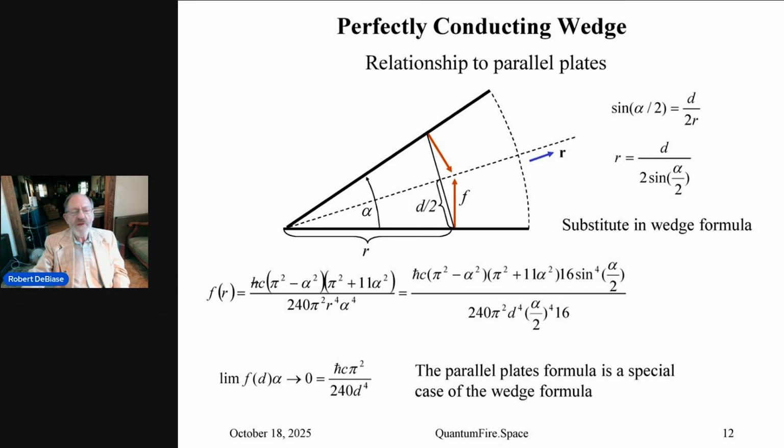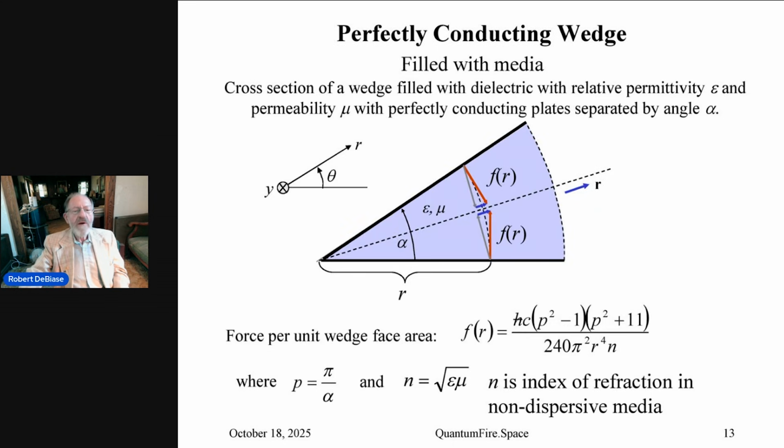This here shows the relationship to parallel plates. And by a simple transformation here, you find out you get the parallel plates formula again. All right. If you were to do this with the parallel plates filled with media, it turns out it's the same wedge formula, but divided by n, which is the index of refraction.